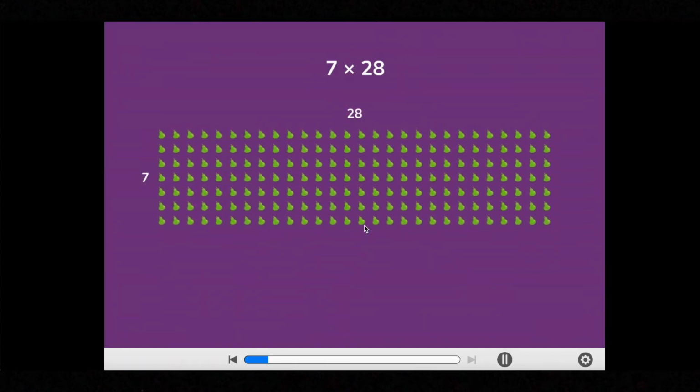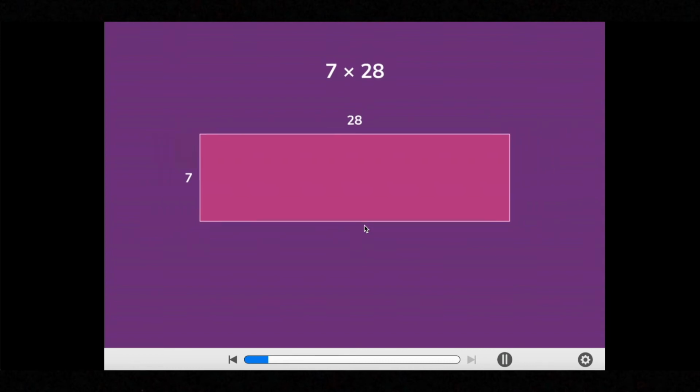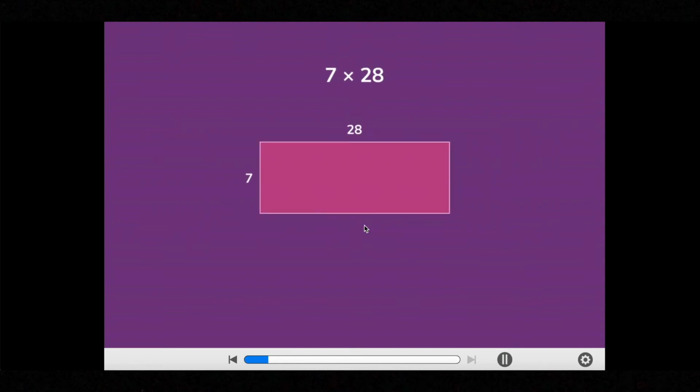We click go. You can use an array to solve 7 times 28, but that's a lot of pairs. Instead, you can show this problem using a rectangle. You can find the area of a rectangle by multiplying the length by the width. And to help make multiplying easier, you can split this into 2 smaller rectangles. Let's try it out.